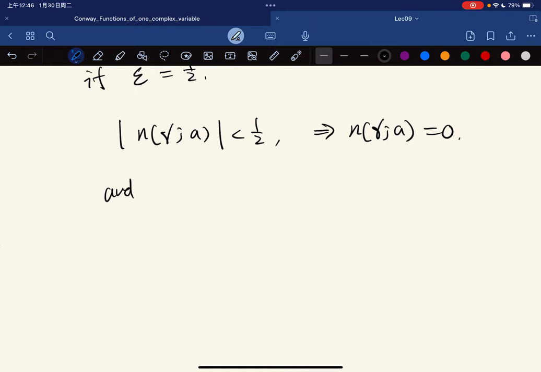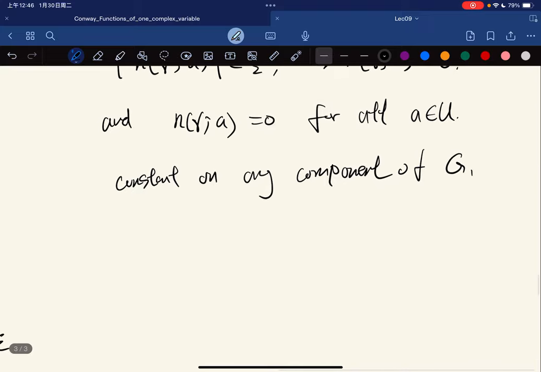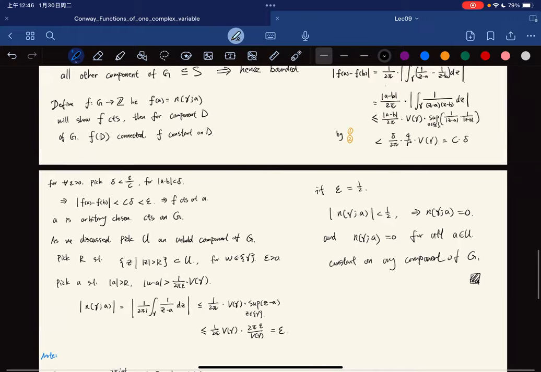And this holds for all A in U, right? Because it's constant on a component. So this proves the theorem, okay?